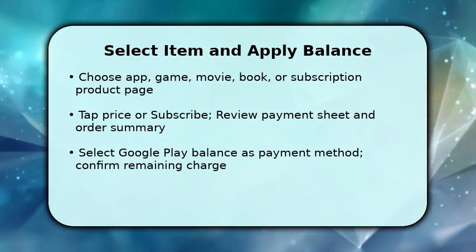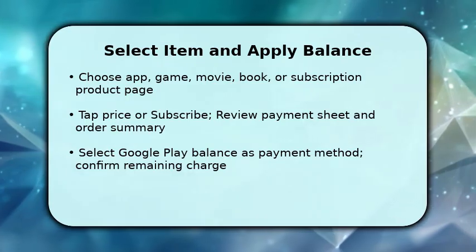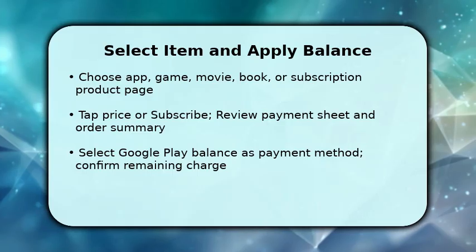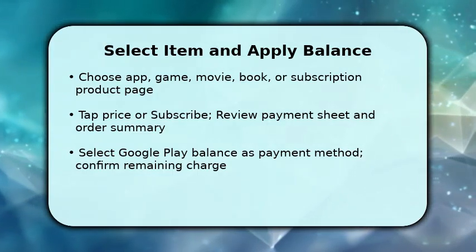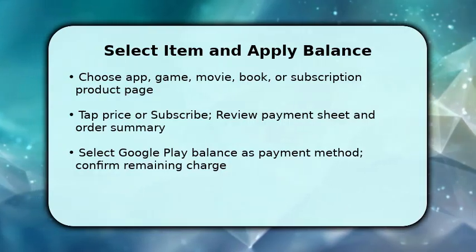You pick the item you want and tap the price or subscribe button. When the payment sheet appears, review the order summary and available payment methods. If Google Play Balance is listed, select it. You'll see the balance applied first.